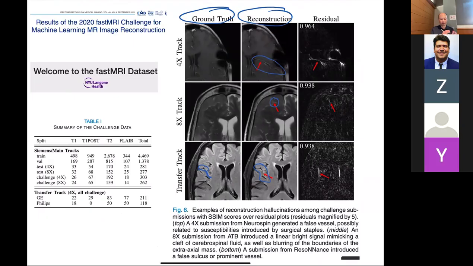Okay. So that's where we are today. But I don't think deep learning is going away. It's just that people are going to come up with better ways of doing it. All right.